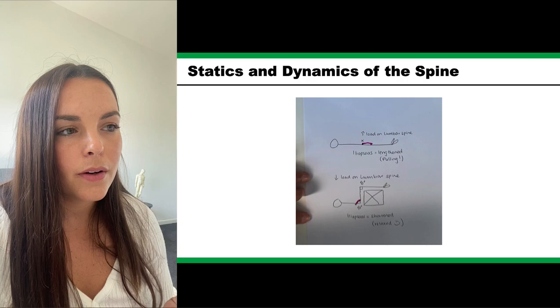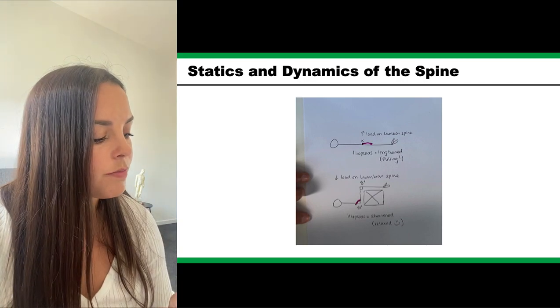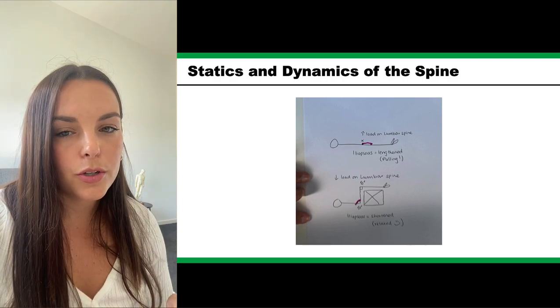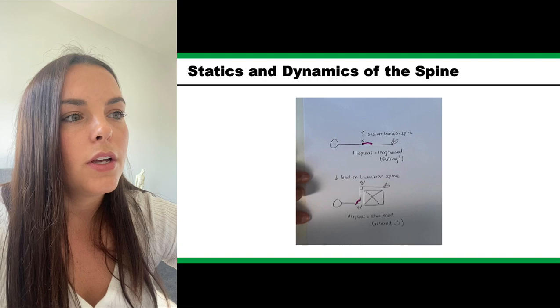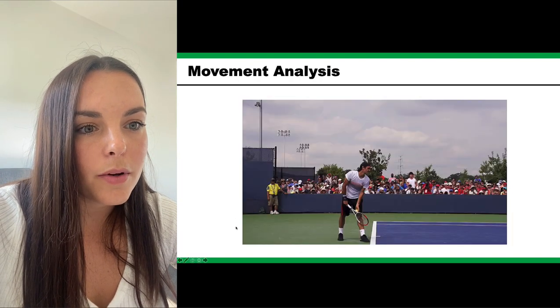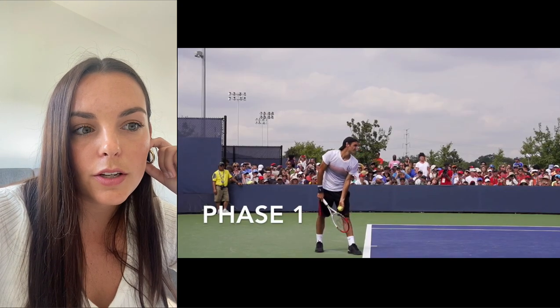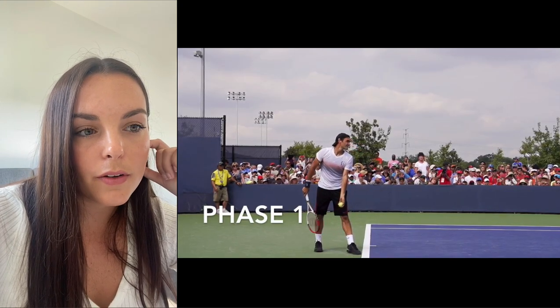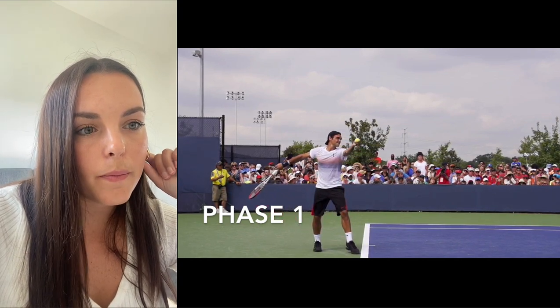Awesome. All right, so we have come to the end of the content. Now we're up to our last station, looking at a movement analysis. So we're going to be looking at the tennis serve today. I am going to hit play on the tennis serve, and I want you to have a go at completing this one. So I'll give you guys 4 minutes to have a go at it.